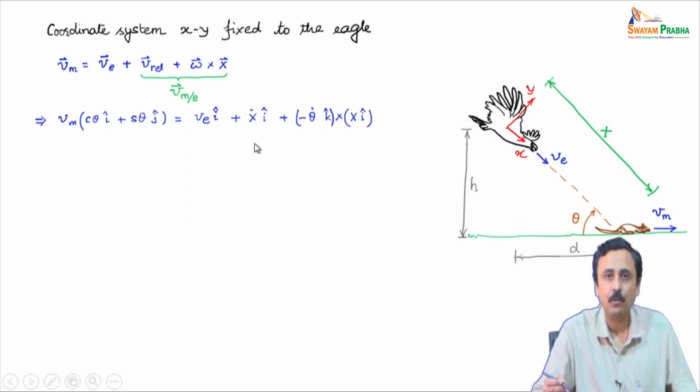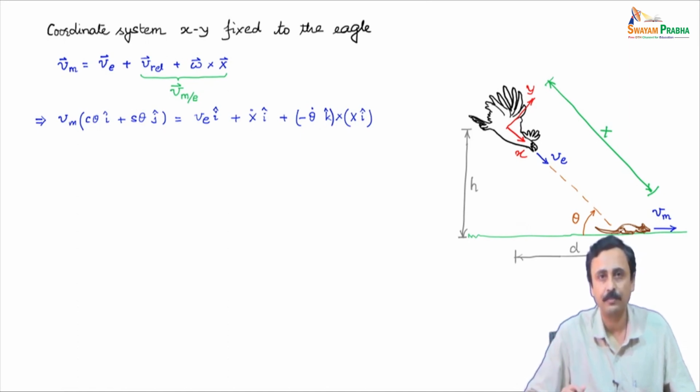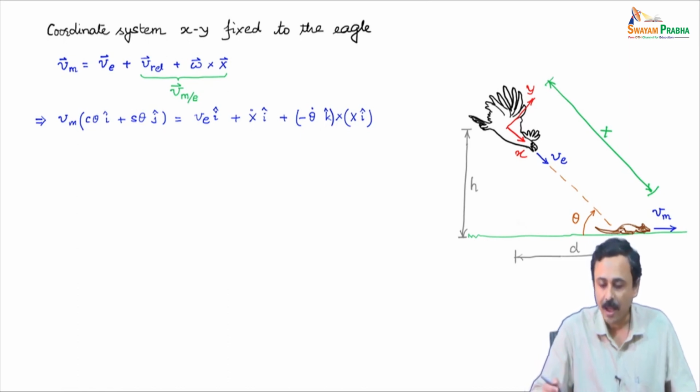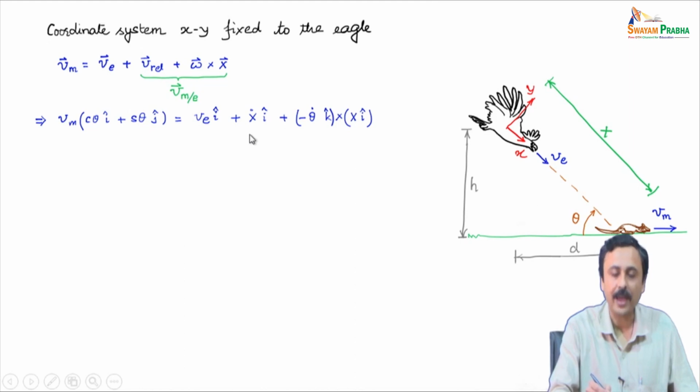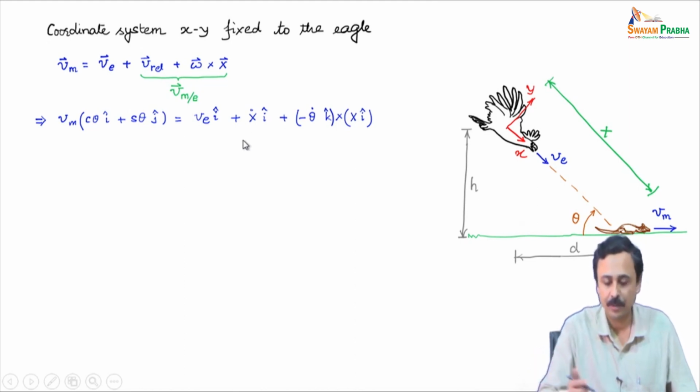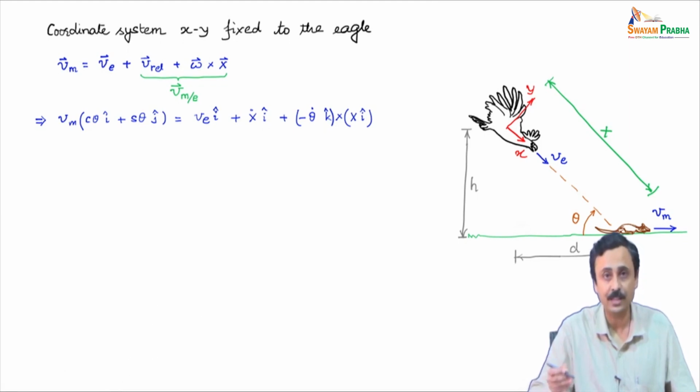V rel, what is V rel? V rel is the velocity of the mouse as seen by an observer fixed in the xy frame, which means the eagle. What will the eagle see? It will see the mouse approaching it only along its x axis direction. Now, we do not know the magnitude of X dot. Therefore, I have taken capital X dot i cap, because this V rel as measured by the eagle will always be along its x axis direction, the axis that I have fixed to the eagle.